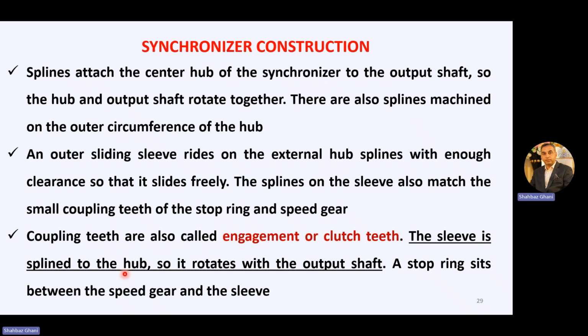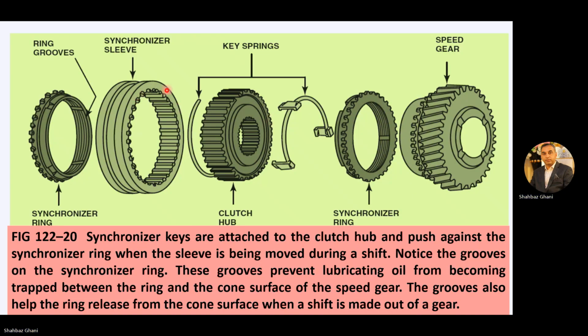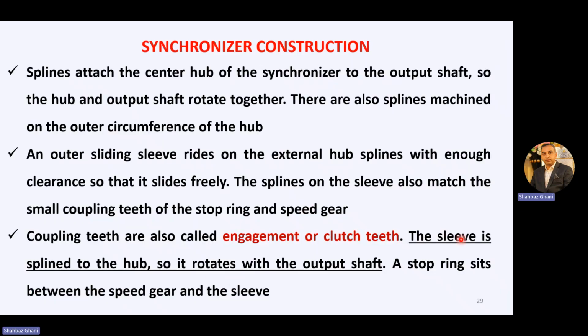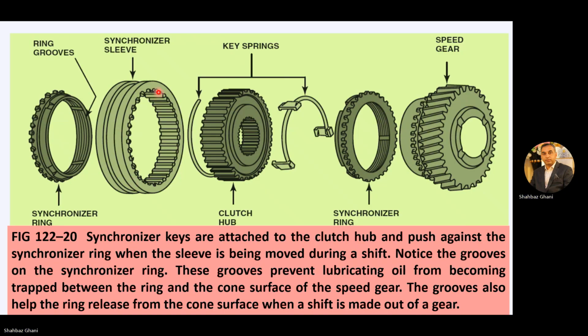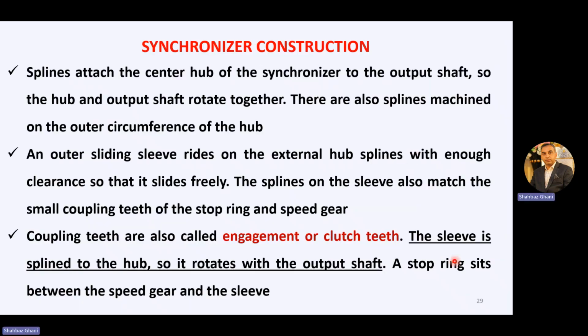The sleeve is splined to the hub, so it rotates with the output shaft. The spline here moves like this. This portion here comes here and then here. The sleeve is splined to the hub, so it rotates with the output shaft.